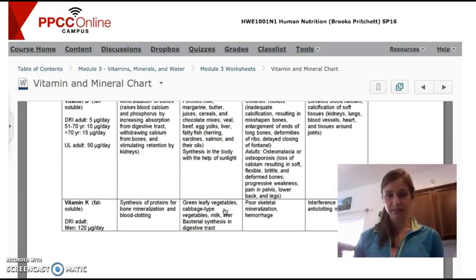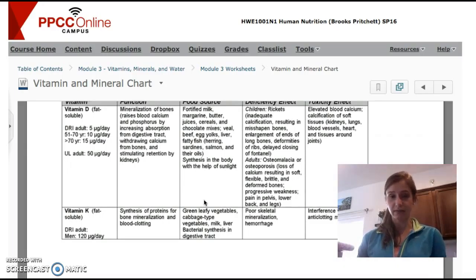And I promise I'm not expecting you to know every single vitamin and mineral, each of its functions, how much you need, all of the food sources. That's a lot of information, but I want you to know just the basics overall and where to go to reference the correct information.